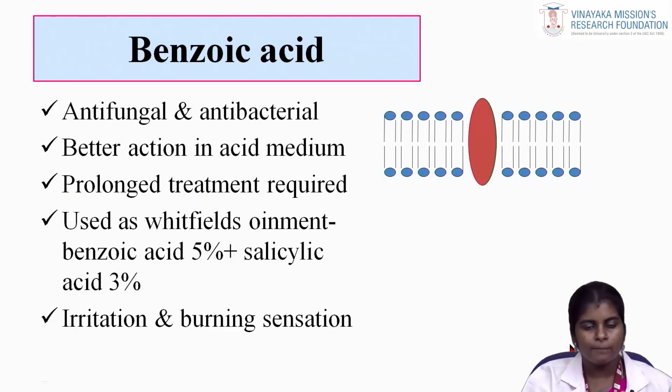So moving on to benzoic acid. Benzoic acid is very important. It has both antifungal and antibacterial activity. It is better absorbed, especially in acidic medium. It is absorbed better only in acidic medium, so prolonged treatment is required. You can use it as Whitfield's ointment. The composition of Whitfield's ointment is benzoic acid 5% plus salicylic acid 3%.